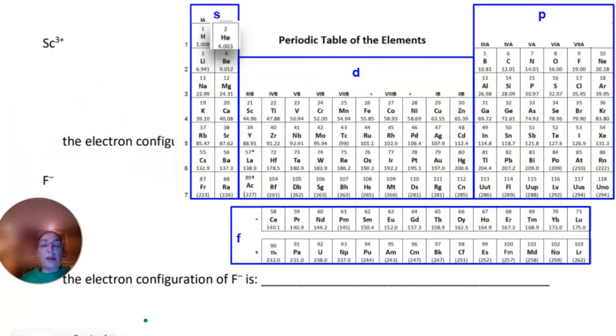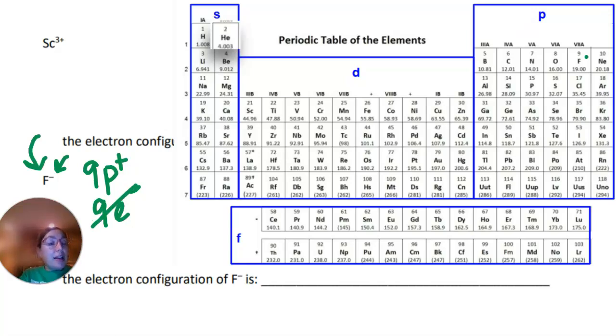Okay, I meant to erase all that, because there's too much on the screen there. Let's look for the fluoride ion. Okay, so fluorine's right here. A neutral fluorine is normally going to have 9 protons and 9 electrons. How does it become F minus? How does it get a -1 charge?